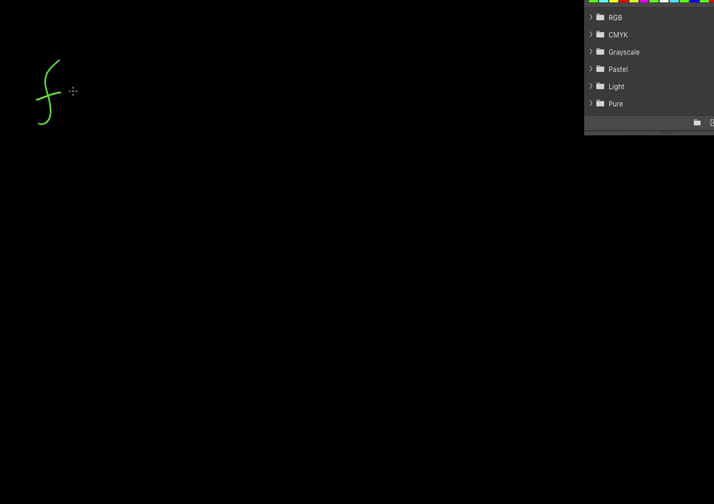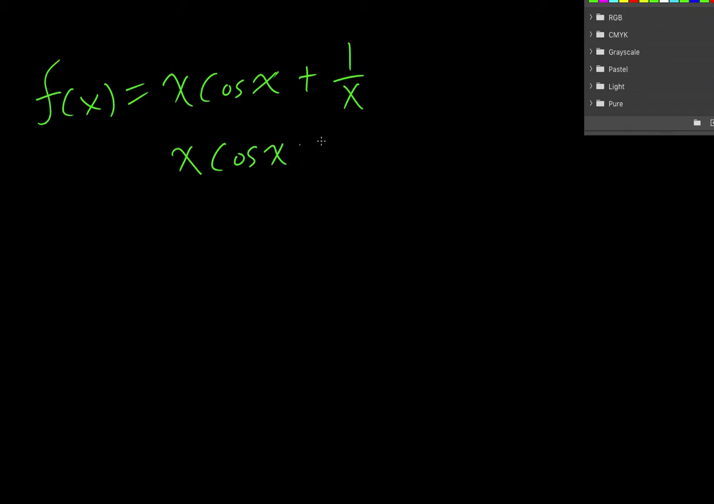So this time we have f of x is equal to x cosine x plus 1 over x. All right. So before we do that, we're going to just rewrite it in a form that's a little bit easier to use. And we are going to take the first derivative. So this first part, I'm going to treat just like a product rule. So because we have x and then cosine x.